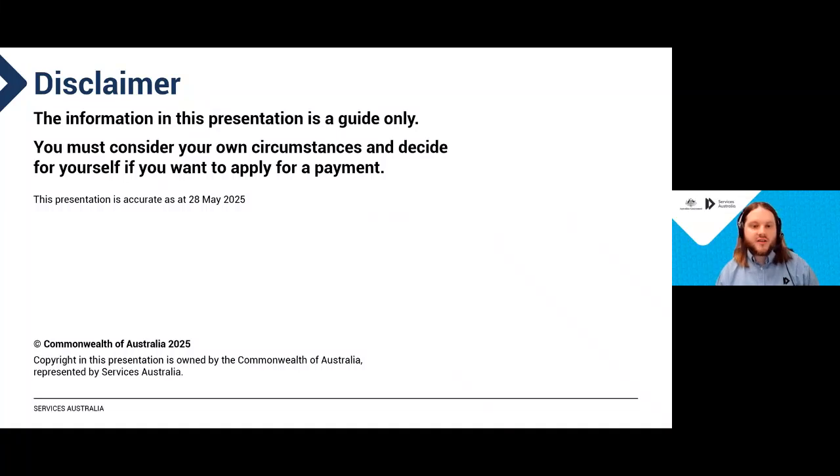Now, the information in this webinar is a guide only. It is current as of today's date, being the 28th of May, 2025, and so it is subject to change. Our website is always the best place for further information and to make sure that you're keeping up to date with the current rates of payments and other changes.